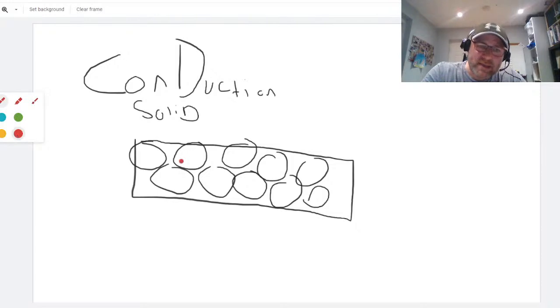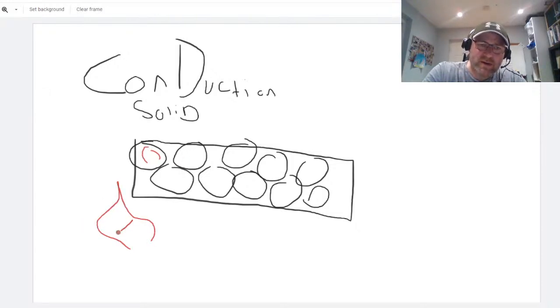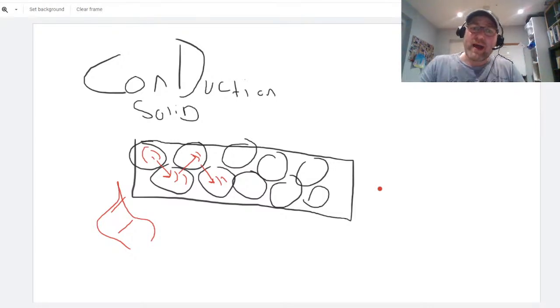What happens is the first particle to get heated by the heat source gains kinetic energy, vibrates more, and passes the energy on to its neighbor, the next particle next to it. This then vibrates more, passing it on to its neighbor, and so forth. So conduction happens through solids. It's going to happen better through metals. What is it that metals have that will also transfer the energy through and have more collisions? Anyone know what metals have?